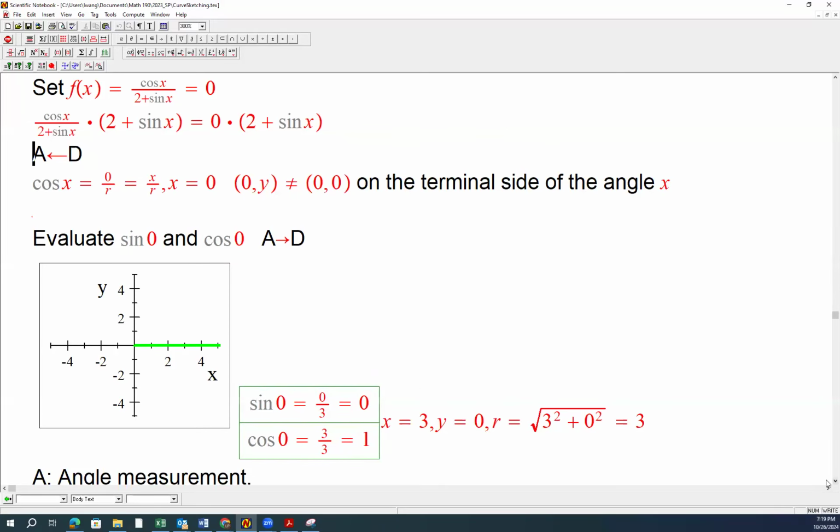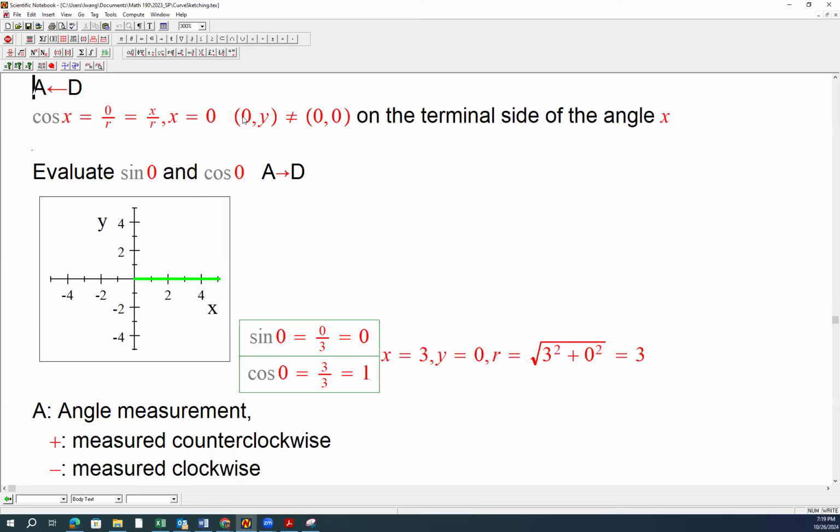All right, so let me just show you. The points we're going to pick on the y-axis cannot be the origin. So what point can we pick? We can pick any point: here, here, there, there. All of these points are on the terminal side that will cause the cosine of the angle to equal 0.